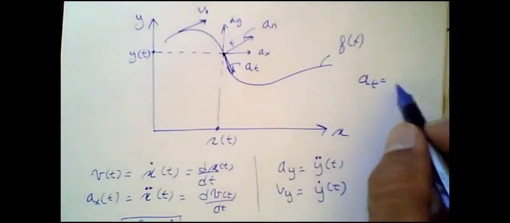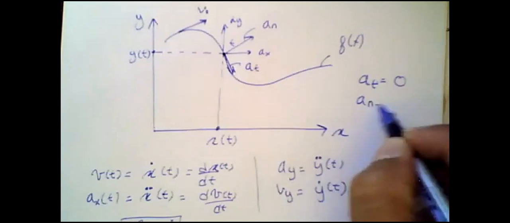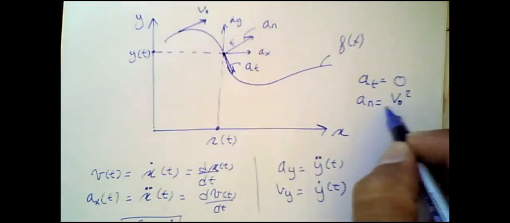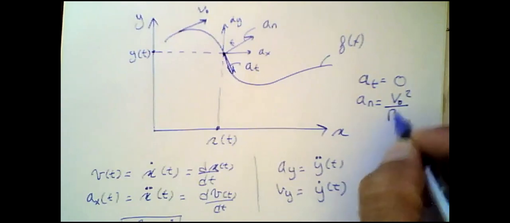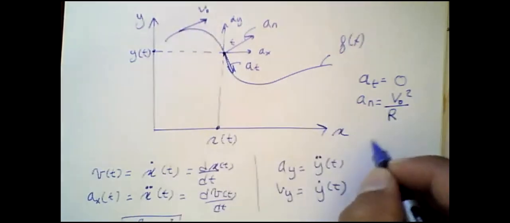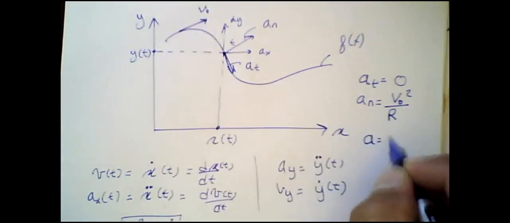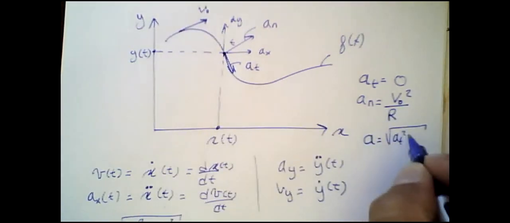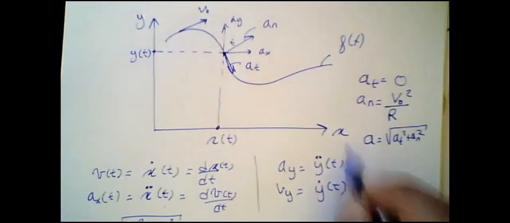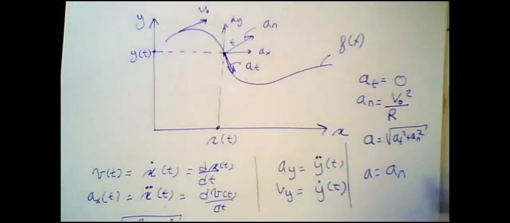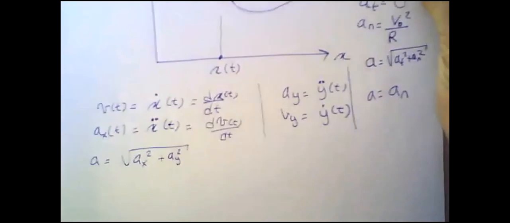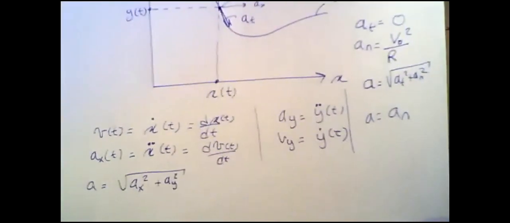0, exactly. And then how about an? V squared over R. V0 squared over R, exactly, right? R at that instant. So if I want to find the total acceleration in this case, it's going to be equal to the square root of at squared plus an squared. So at is 0 here, so my acceleration is going to be equal to an. At is 0 because we said v is constant.